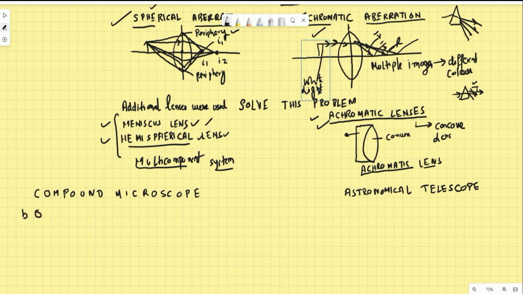Right, so let's talk about the first difference, okay? See, when we talk about the compound microscope, objective focal length is very important. It is short, or you can say it is small, okay? So the short focal length of objective is used to create a large real image.